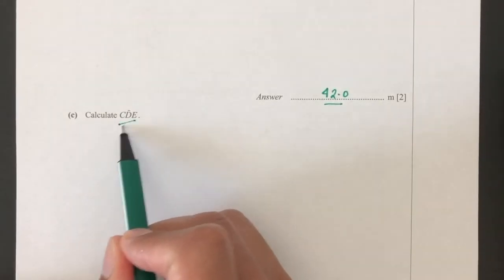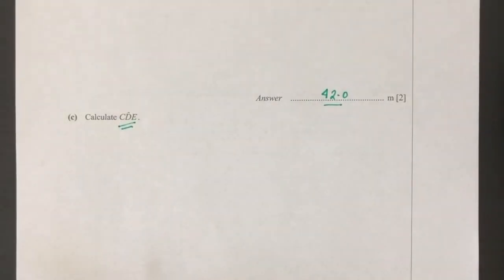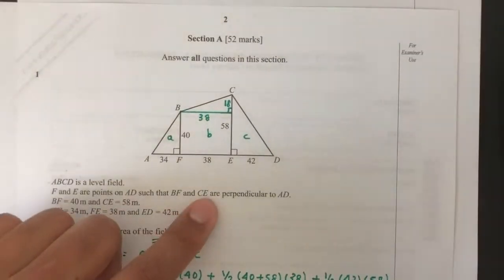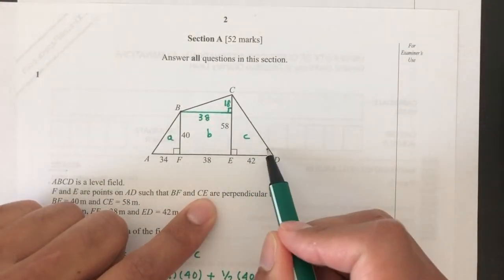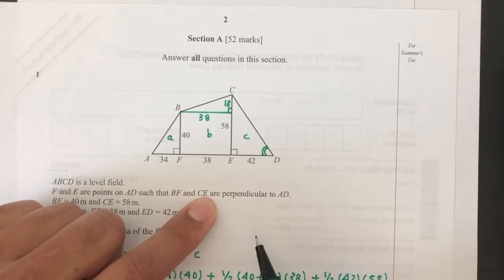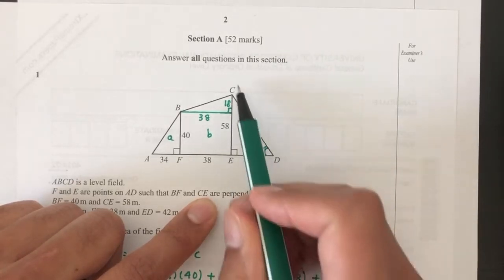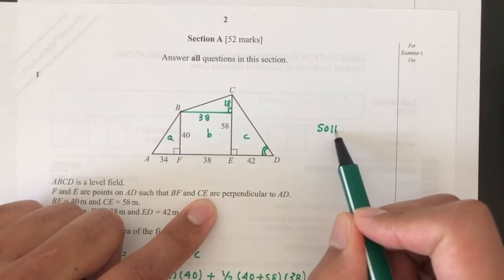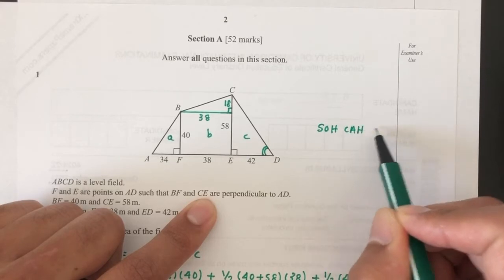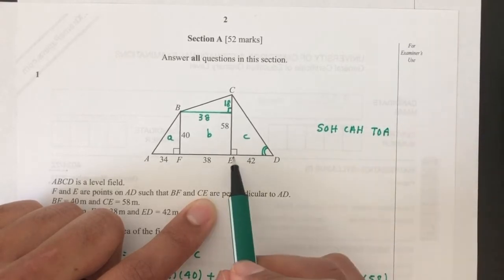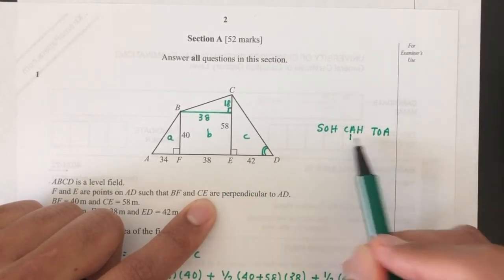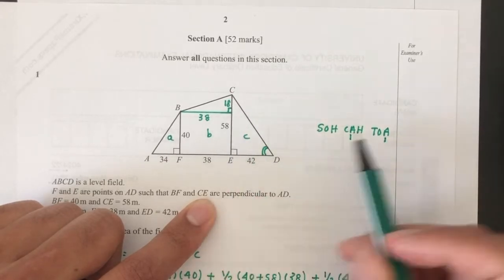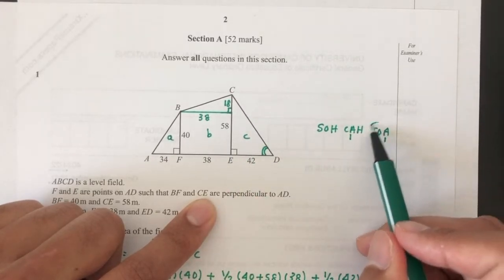Now moving on to part C, calculate the angle CDE. So what is the angle CDE? Let's first find this angle. This one is a right angle triangle, so we can use SOHCAHTOA. We know this side is your adjacent side, and we know this side is your opposite side, so we have to use tan. So let's find this using tan.